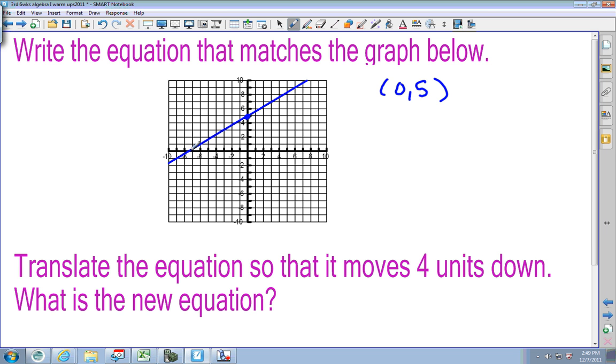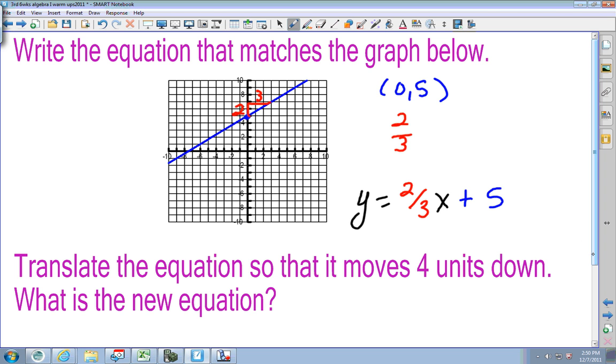Well, I know my slope is positive because it's going up. If I go up 1 and over 1, not quite there. Up 1 over 2, nope. Up 2 and over 3. Up 2 over 3. So the equation would be y equals 2/3 x plus 5.